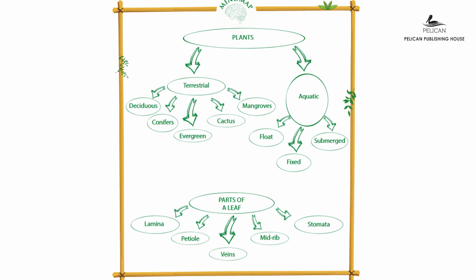Here's a mind map. Plants are of two types, terrestrial and aquatic. Terrestrial again is of 5 types, deciduous, conifers, evergreen, cactus and mangroves. Aquatic is of 3 types, floating, fixed and submerged. There are 5 parts of a leaf, the lamina, petiole, veins, midrib and the stomata.